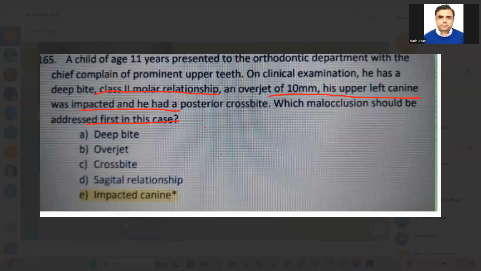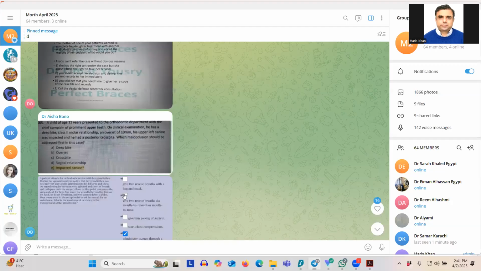Either they should be corrected together, like the antero-posterior relation and the crossbite, and they are trying to correct them together. Otherwise, the canine should be dealt with, because they haven't combined them. So that's why I'm selecting E. We do have case reports in the Journal of Orthodontics. I'm selecting E here.